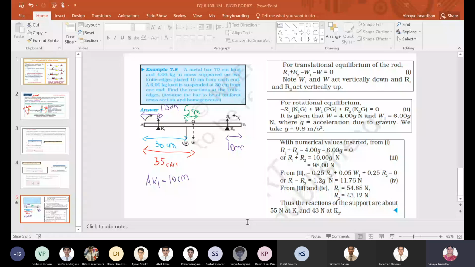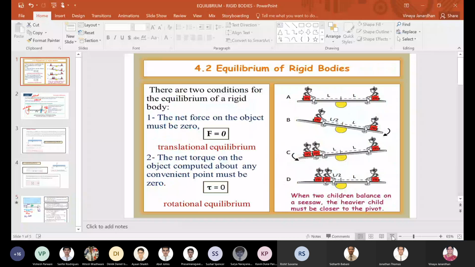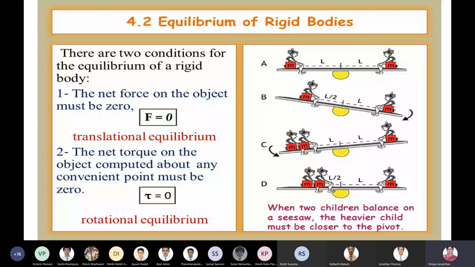Can you see this slide? Equilibrium of rigid bodies. Can you see the slide? 11B. Yes, ma'am. Yes, sir. Okay. Just write those. Equilibrium of rigid bodies.